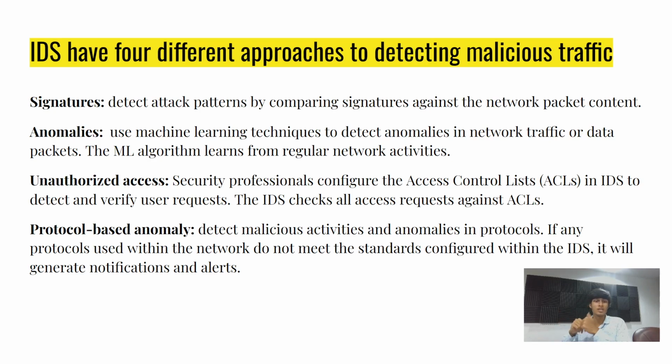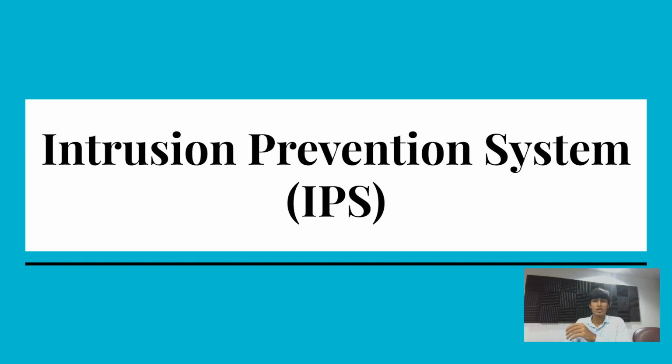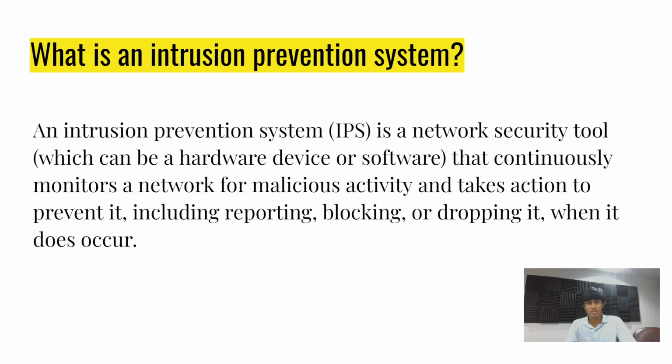There is protocol-based anomaly, which detects malicious activities and anomalies in protocols. If any protocols used within the network do not meet the standards configured within the IDS, it will generate notifications and alerts. Then there's the intrusion prevention system. An intrusion prevention system is a network security tool, which can be a hardware device or software, that continuously monitors a network for malicious activity and takes action to prevent it, including reporting, blocking, and dropping it when it does occur.